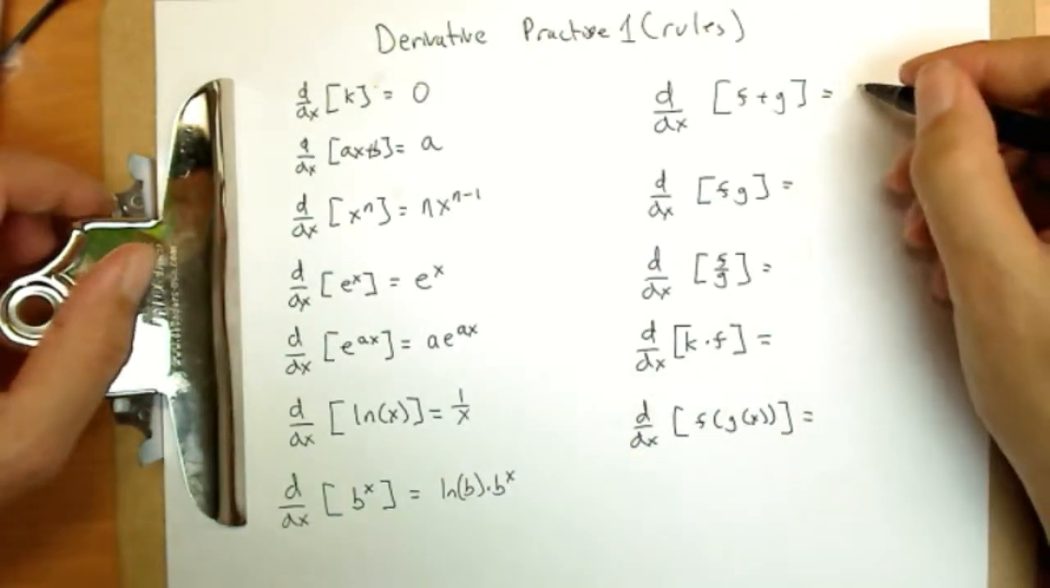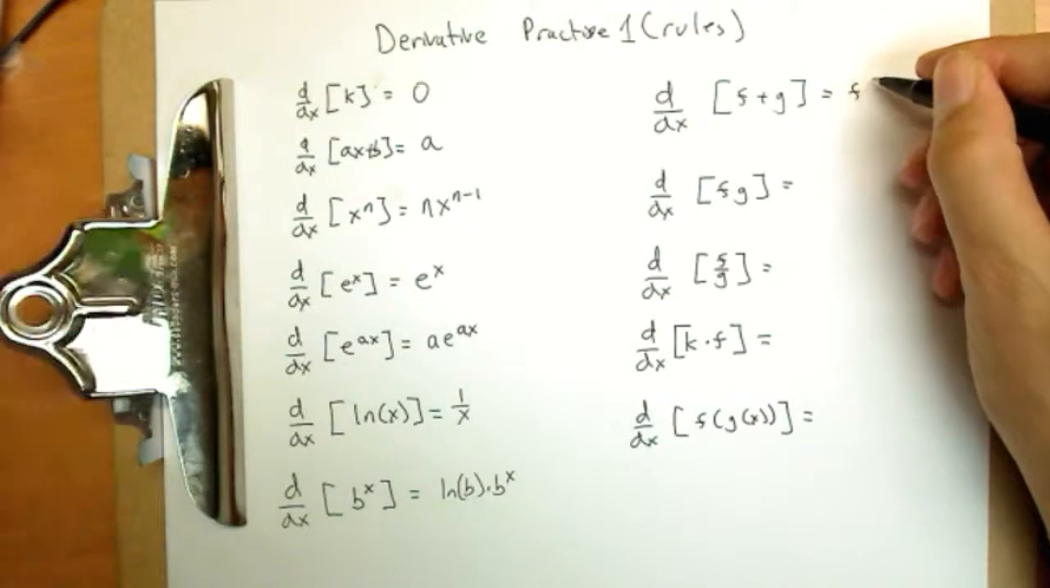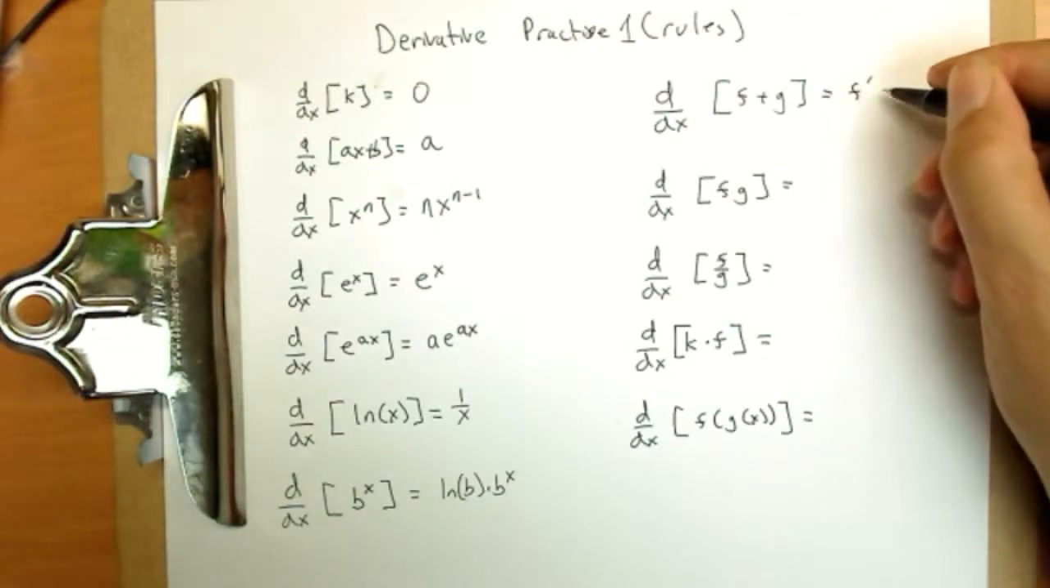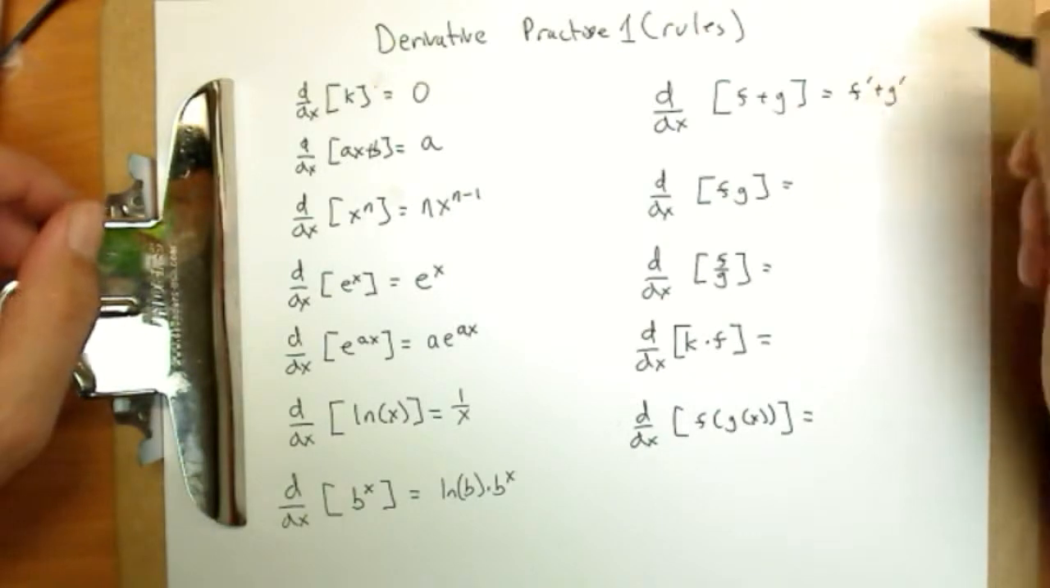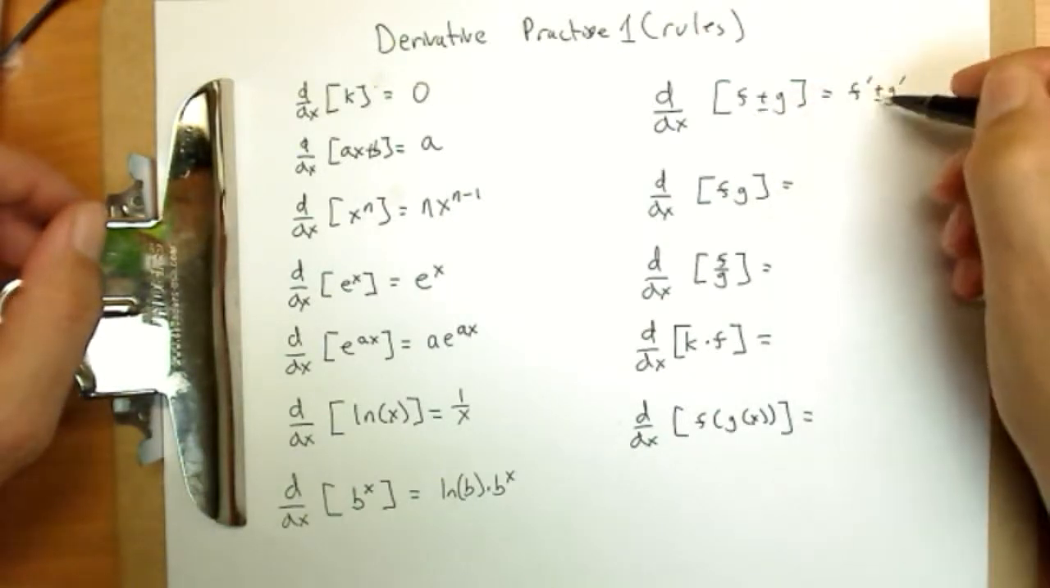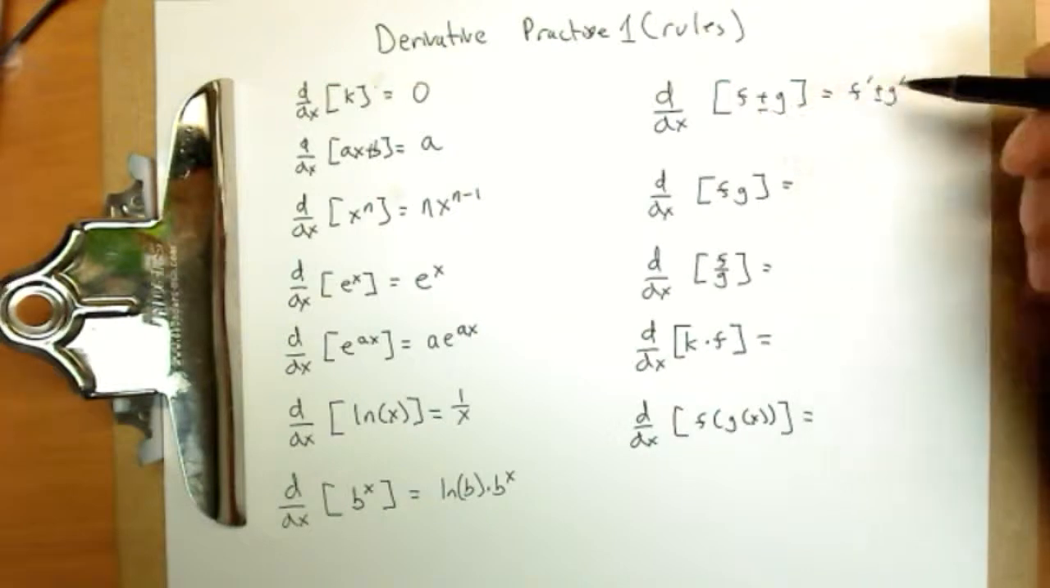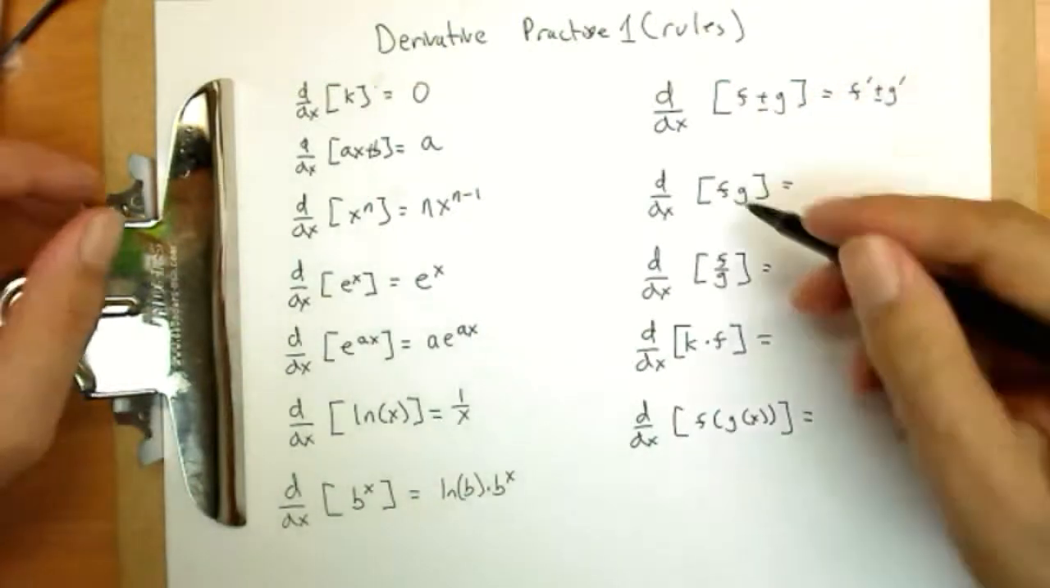For f plus g, the derivative, and another way of writing derivative is prime, so we're aware of both of these methods, is f prime plus g prime. It also works with minus, so f minus g would be f prime minus g prime.